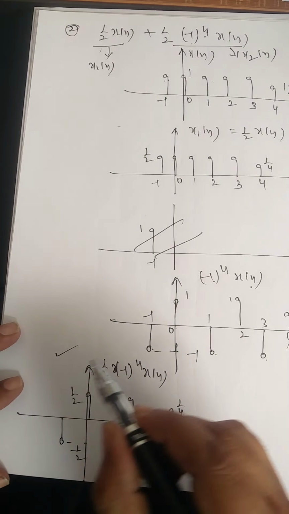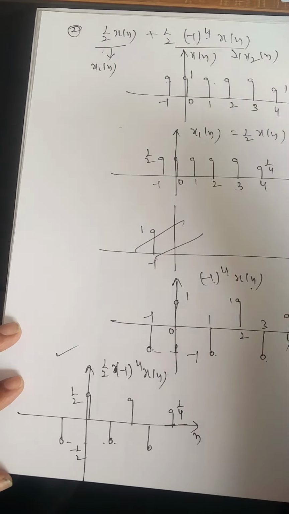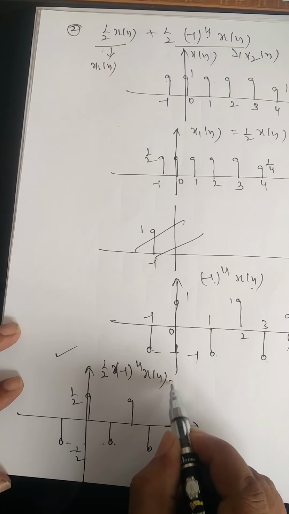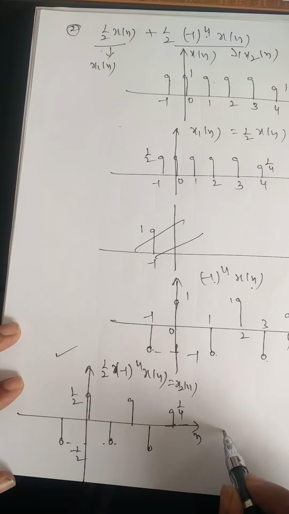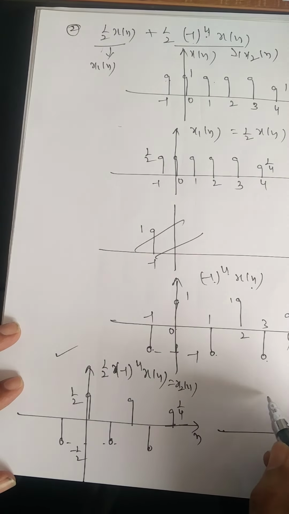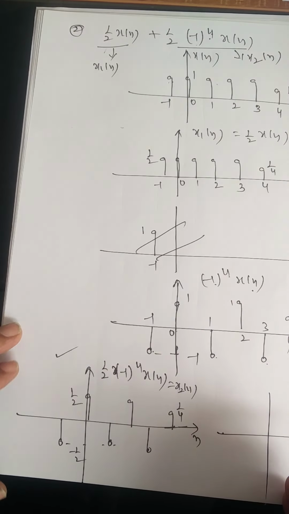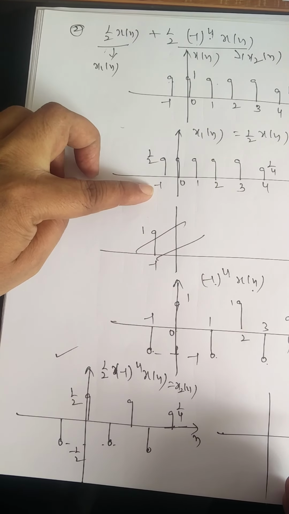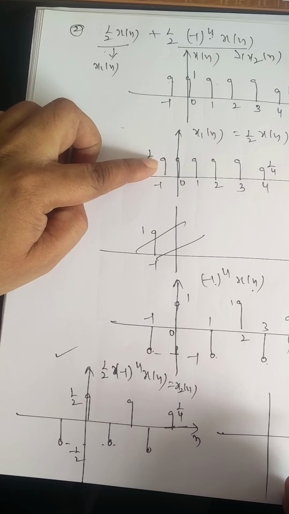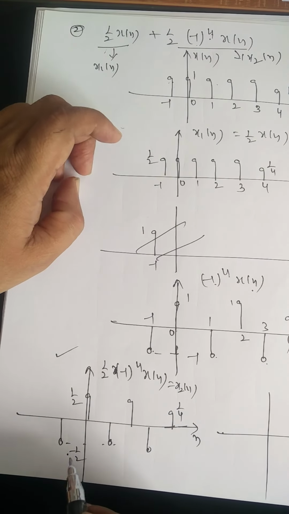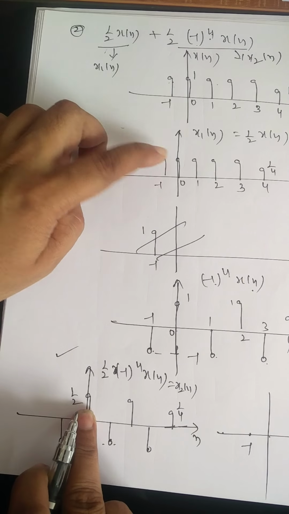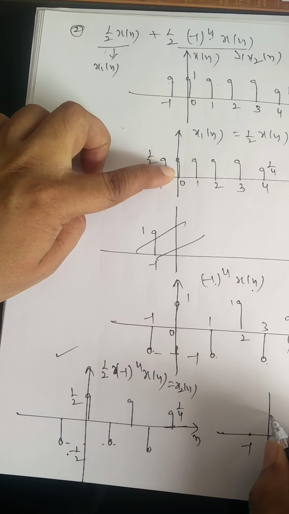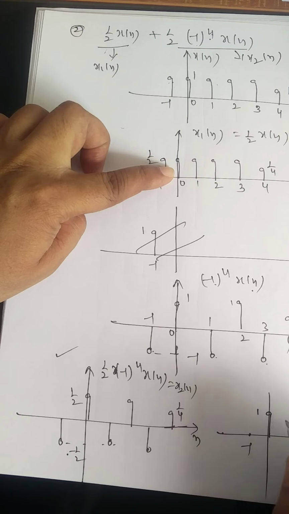Now I should add this plus this one, that is x1 of n plus x2 of n. This is nothing but x2 of n. When I add these two, you'll get, at minus 1, this value is plus 1 by 2, this value is minus 1 by 2, it will become 0. At 0, this value is plus 1 by 2, this value is also plus 1 by 2, it will become plus 1 by 2 plus 1 by 2, it will become 1.